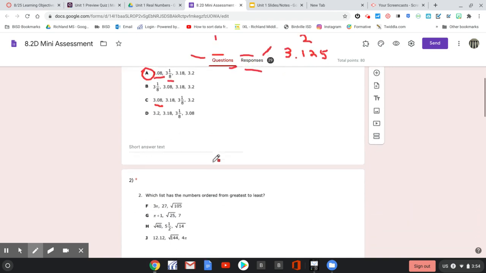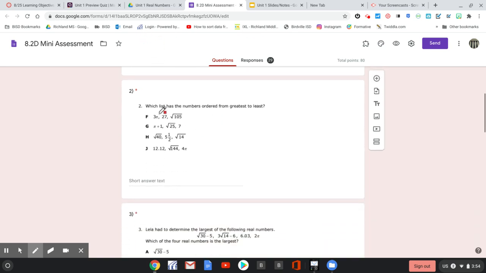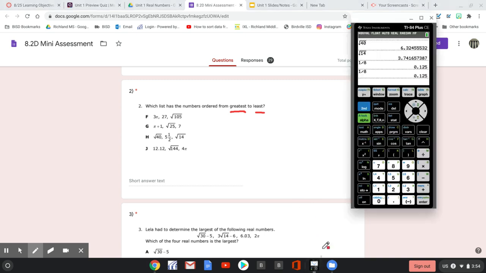Let's look at the next one. Which list has the numbers ordered from greatest, so that would be the biggest number, to the smallest number? So we want the biggest number first. And we know this is 3 times pi. So I'm going to show you where pi is on your calculator. You're going to hit 3, then second and this little hat. There's your pi button. 3 pi, enter, and you're going to get 9.42. So we know this number is 9.42.